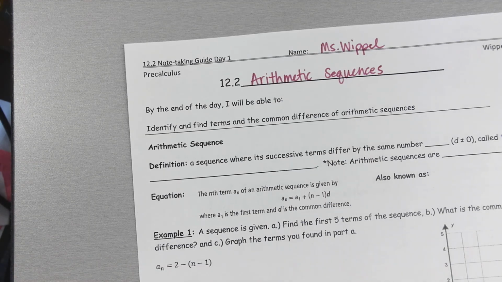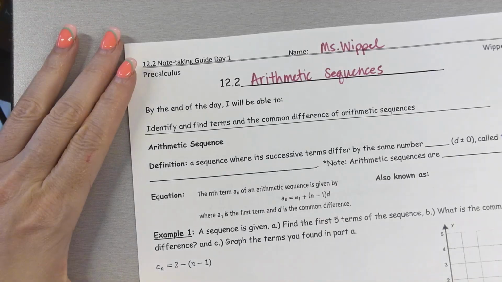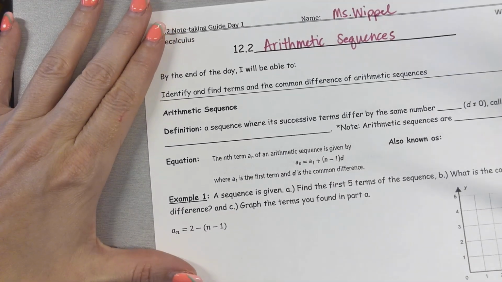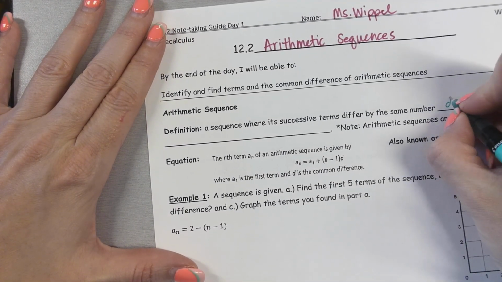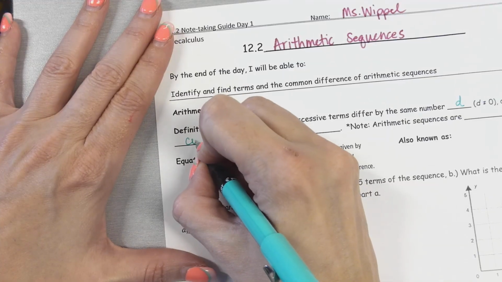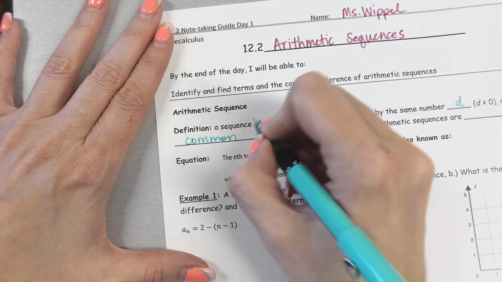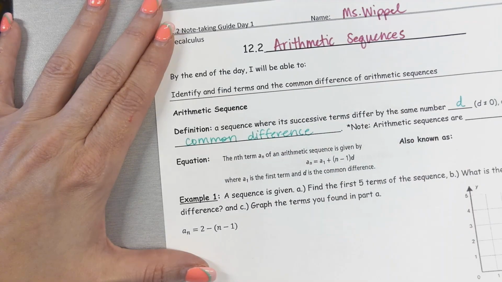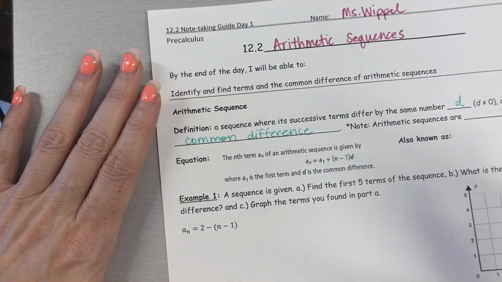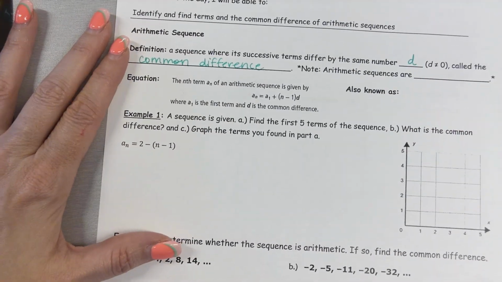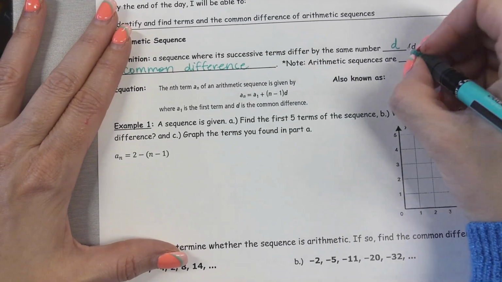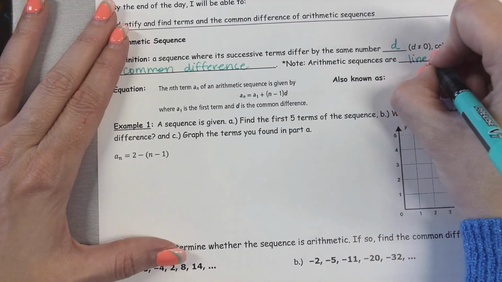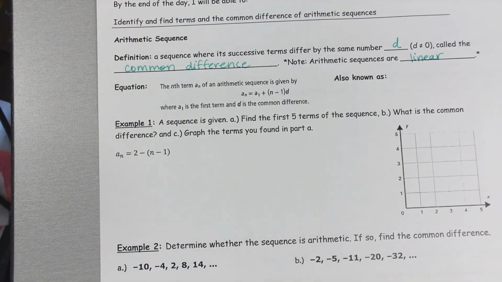Okay, and then the definition is just for a sequence where the terms are differing by the same number, which they call d, because it is the common difference. Because of this, all the first differences are constant, so we know that it is going to be linear.